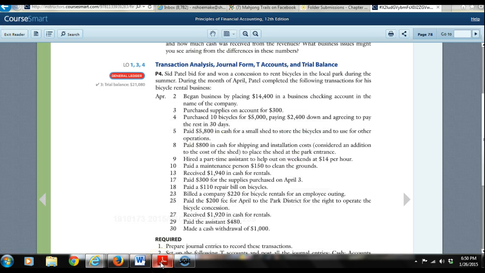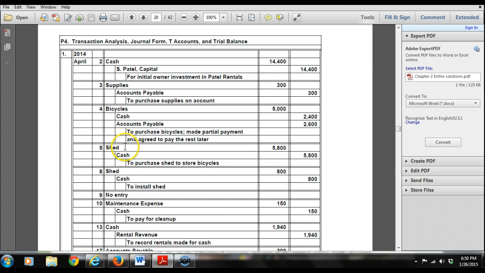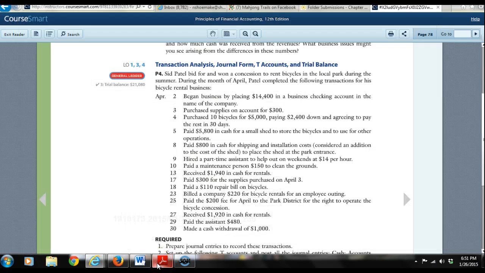The next, we paid $5,800 in cash for a small shed to store the bicycles and to use for other operations. So we purchased an asset, we debit shed for $5,800, and we used cash to purchase that shed. Cash is also an asset, but we're using it up, so we're decreasing it, which is a credit of $5,800. Then we paid $800 in cash for shipping and installation costs. It tells us that we need to consider this addition to the cost of the shed.